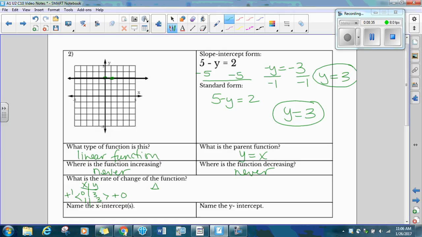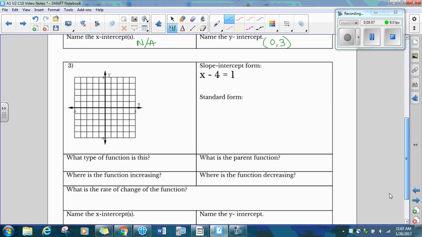Slope is always the change in y over the change in x. So I have 0 as my change in y, and my change in x is 1. 0 divided by 1 is always 0, so my slope is 0. Name the x-intercepts. When will this graph cross the x-axis? Never. So we're going to say NA. Name the y-intercept. Where does this graph cross the y-axis? It crosses the y-axis at 0, 3.